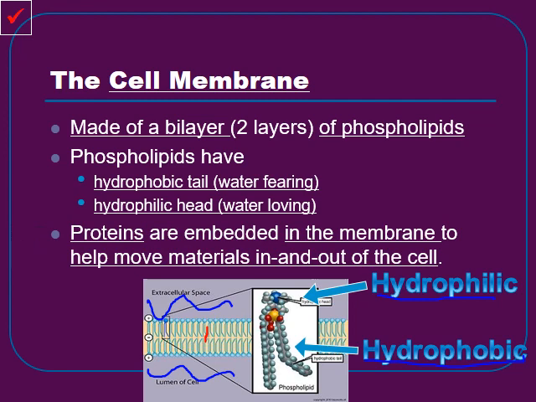So proteins are also found embedded in the cell membrane to help move larger material in and out of the cell. So cell membranes are comprised of a bunch of tiny little phospholipids that go ahead and make up the entire membrane. So it's not just one solid piece. It's made up of a wide variety of different tinier pieces.